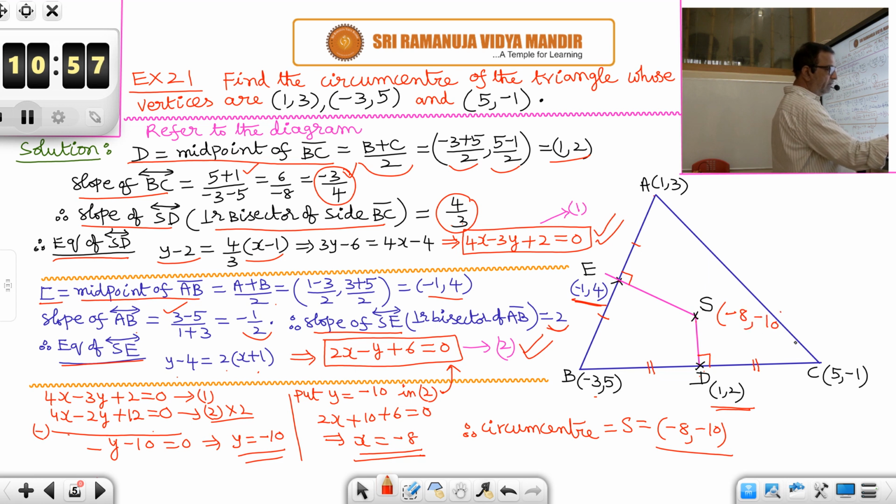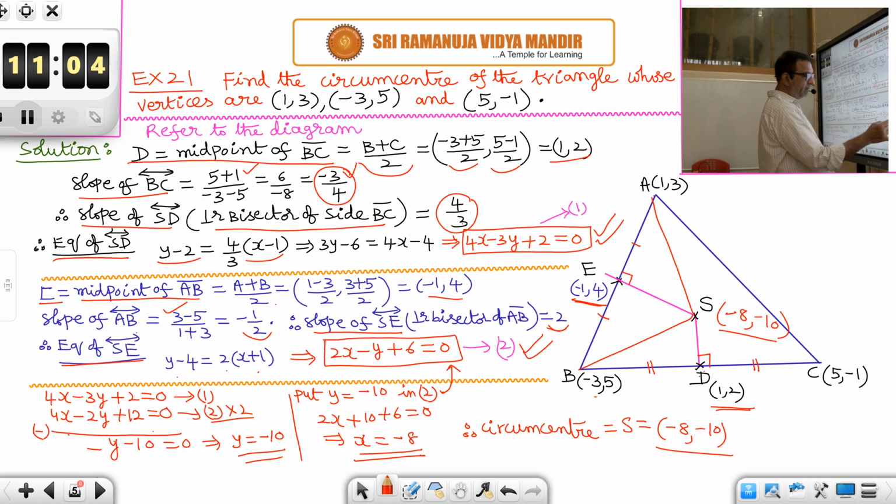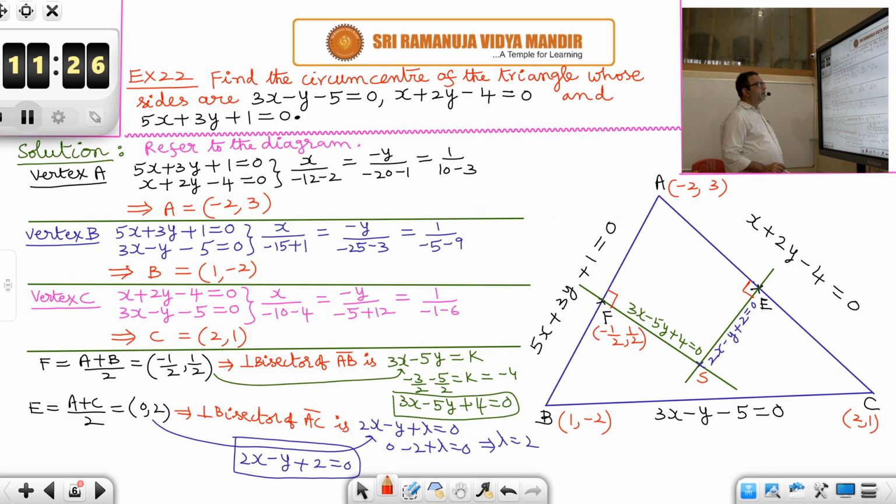This is the circumcenter. Whether this point is correct or not, you can check by verifying whether the distances SA, SB, SC are equal or not, because the circumcenter has a unique property: it is the only point equidistant from the three vertices of the triangle in the plane of the triangle. So you can check whether SA, SB, SC are equal or not. Let us see the next example, 22. Here also the circumcenter, but now the equations of the sides are given.